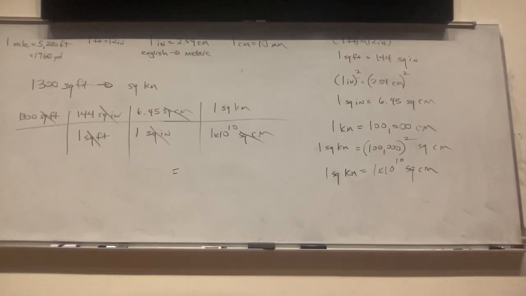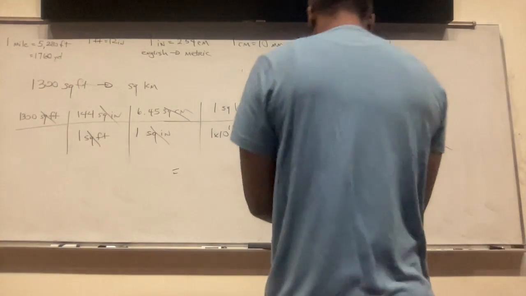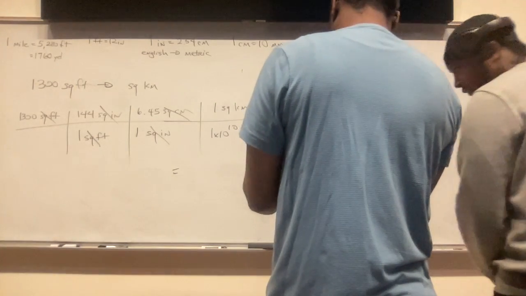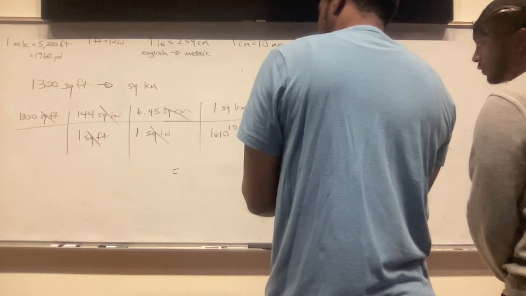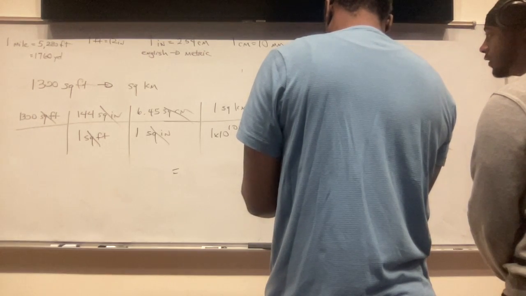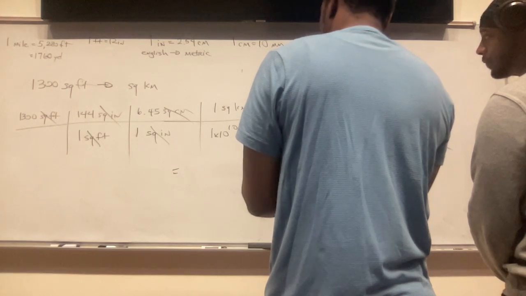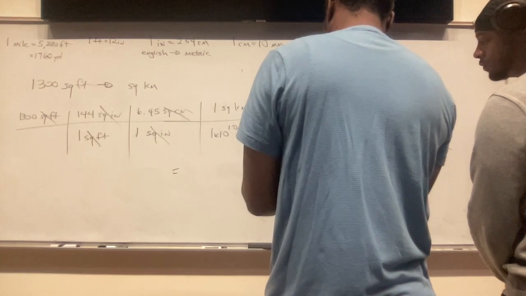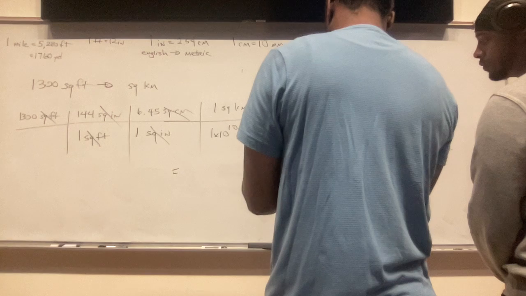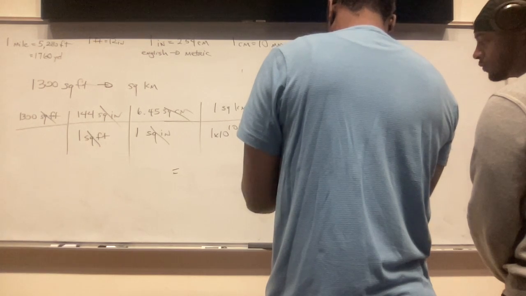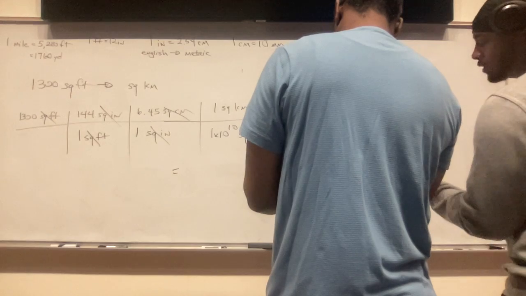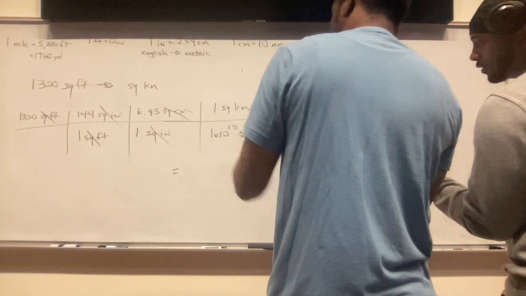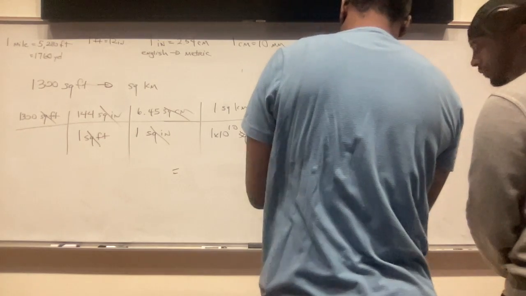So let's clear this out. Open parentheses, 1,300 times 144 times 6.45, right? Close parentheses, divide that by... the second function. So you don't do a parentheses, right? We've got to put the E, we've got to put a 10, right?